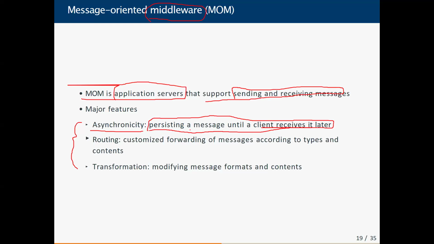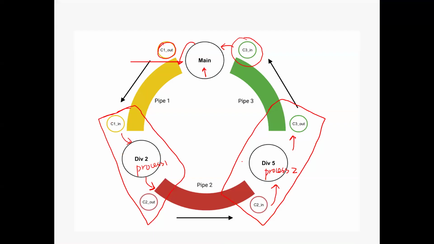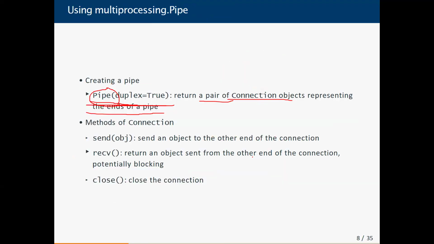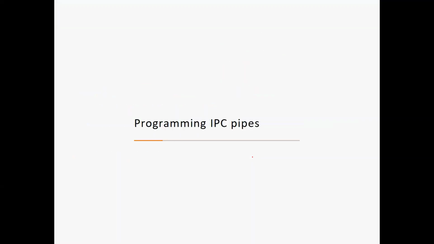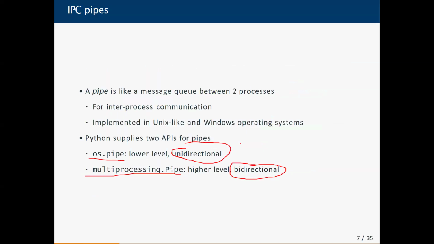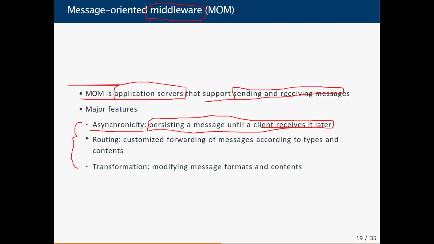Okay, and then look at this sentence. You might feel it's a kind of different idea. If we talked at the beginning that in the asynchronous mode, the sender doesn't wait for the receiver, right? Here we said that the sender doesn't wait for the receiver, and then here we say that it persists a message until a client receives it later. So what does persist a message mean?